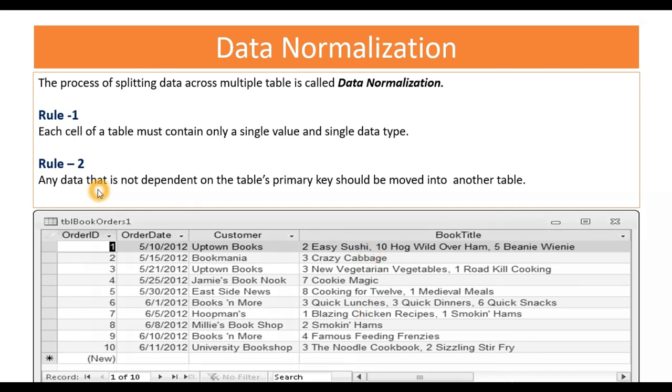The rule number two that we suggest is that any data that is not dependent on the table's primary key, it's better to move it to a different table.